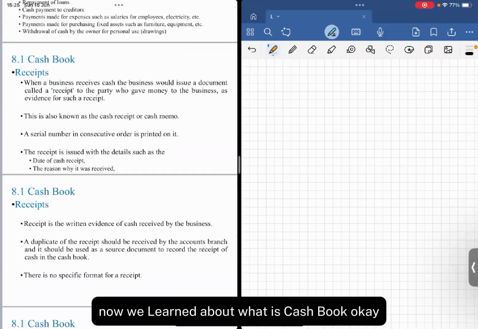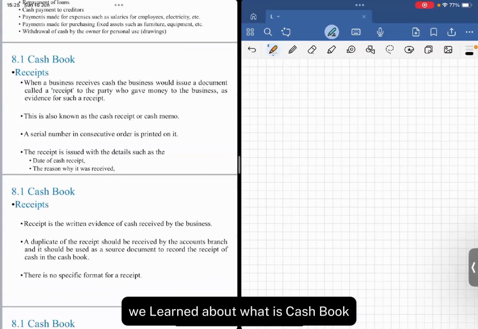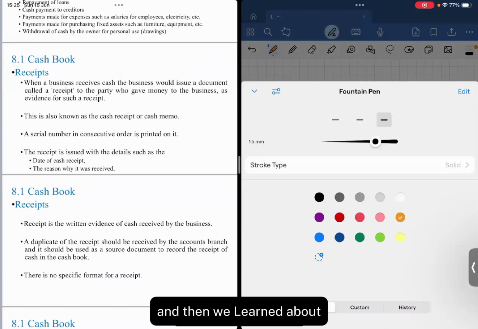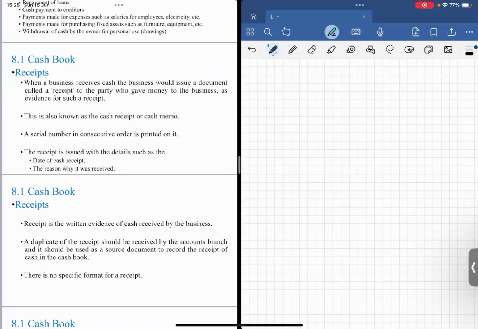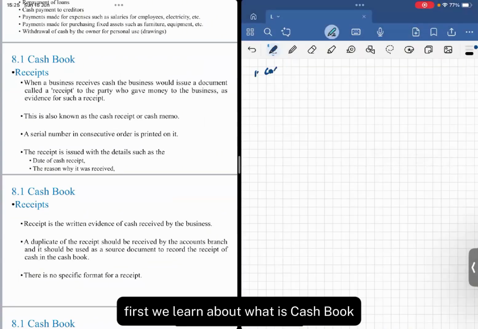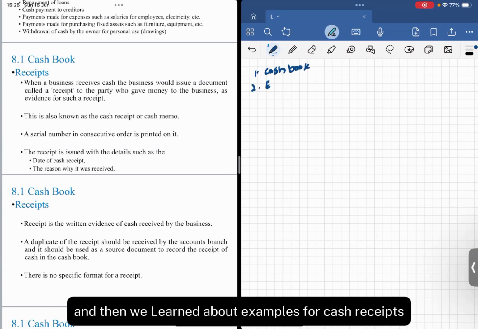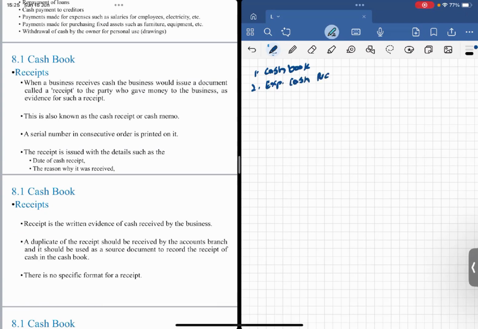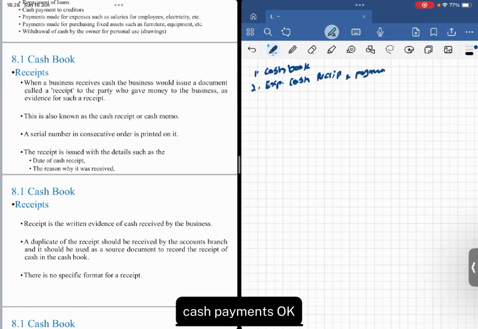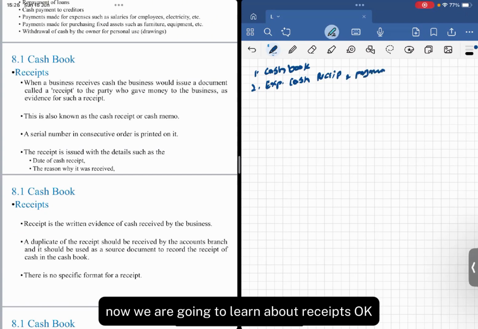Now we learned about what is cash book, and then we learned about examples for cash receipts and cash payments. Now we are going to learn about receipts.